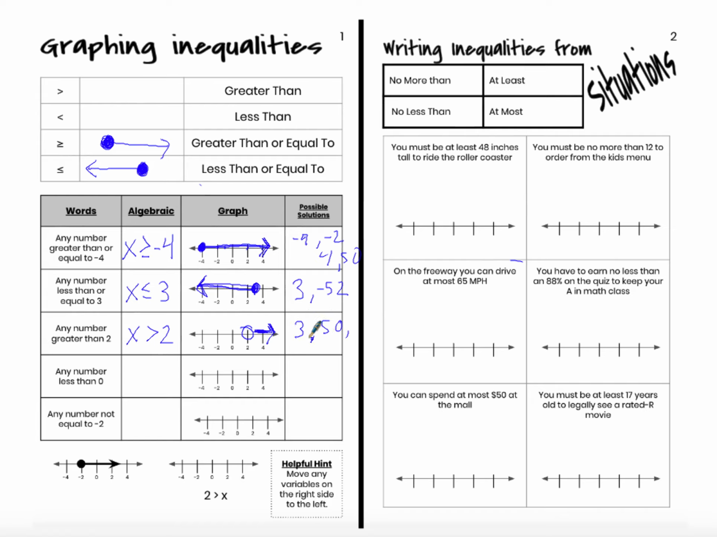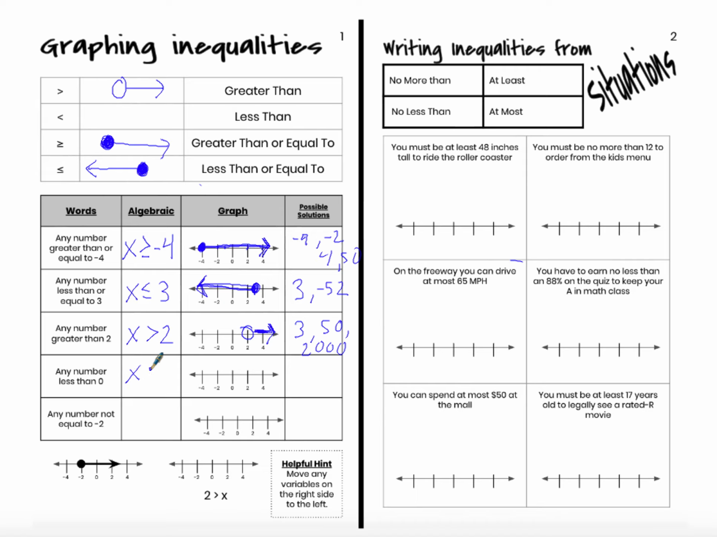50 is a possible solution. 2,000 is a possible solution. 2.5 is a possible solution. 2 and 1/10 is a possible solution, just not 2. Greater than represented by an open dot, arrow to the right.